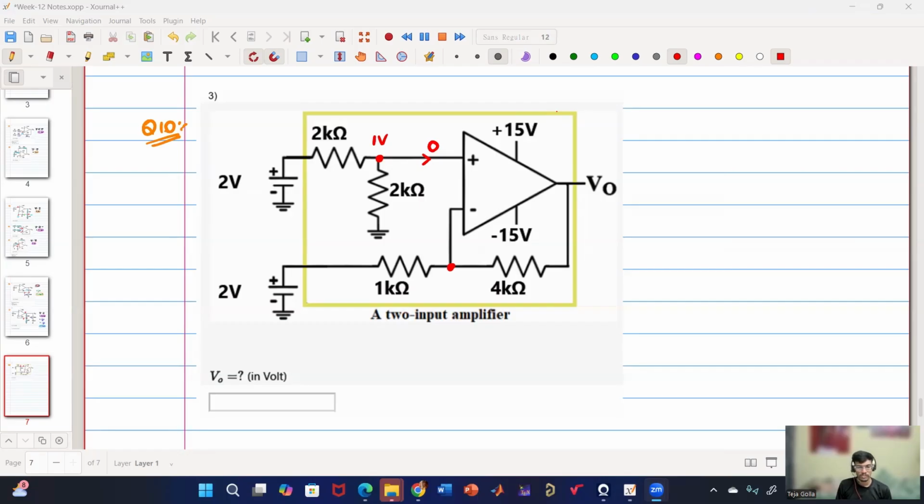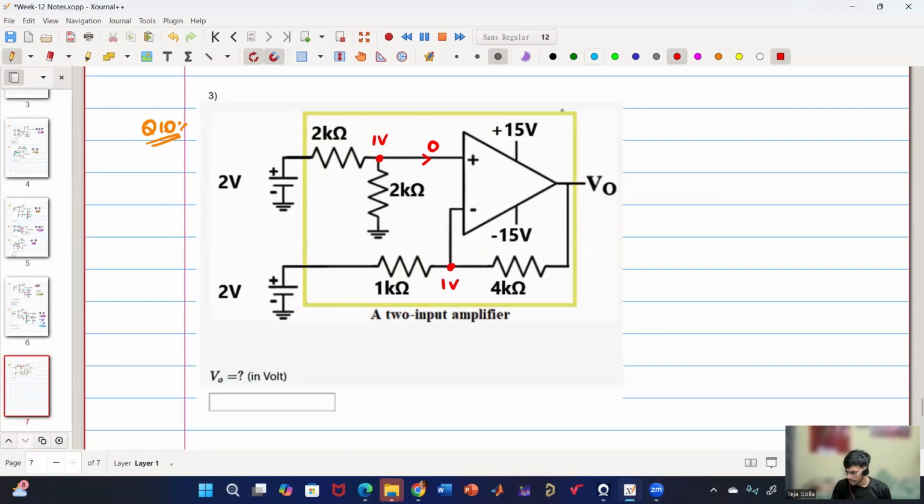Shamita, how is it 0 volt? If one terminal is 2 volt, then the other terminal will be 0. So basically, the positive terminal is at 1 volt. So the minus terminal should be at 1 volt, right? Virtual short, right? Yes sir, the plus terminal is at 1 volt. So this will be at 1 volt.